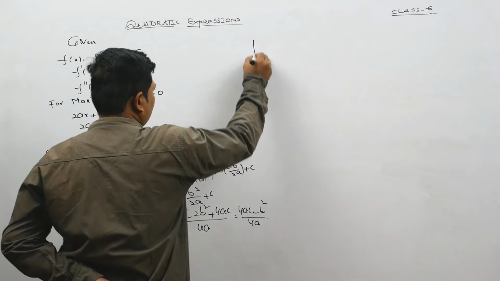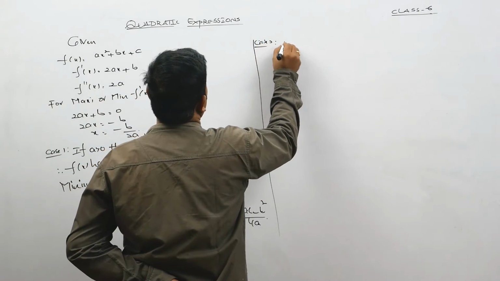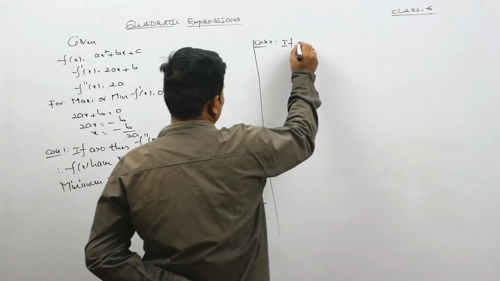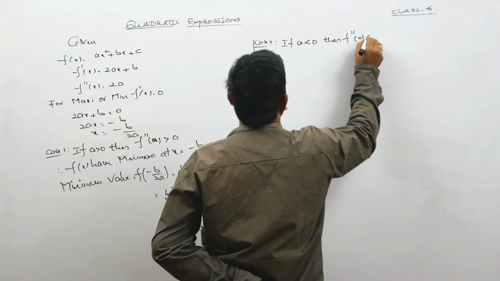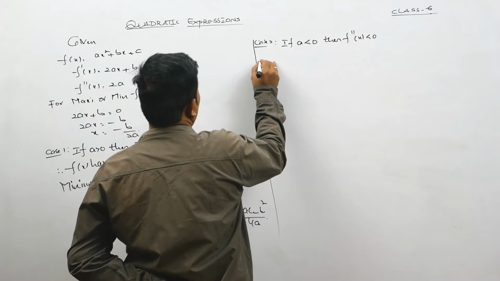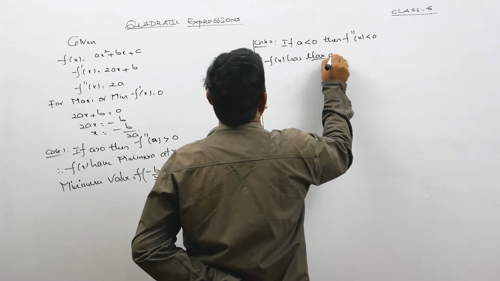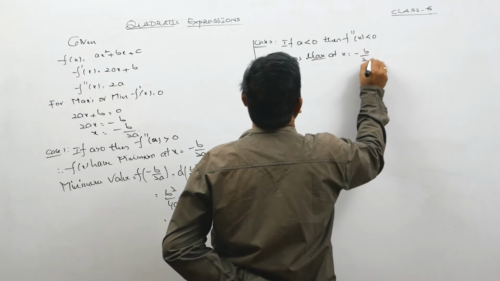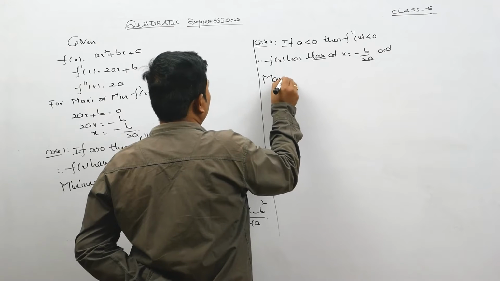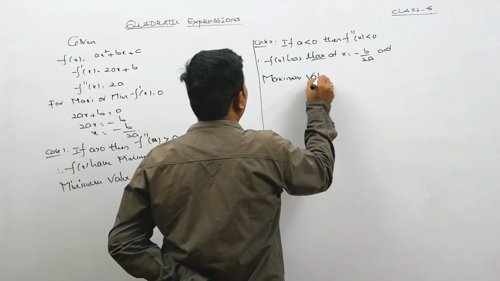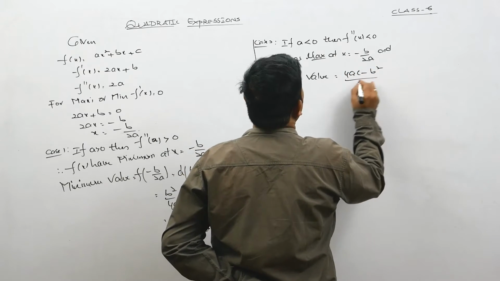Next, case 2. If a is less than 0, then f double dash of x is negative because it is 2a. Therefore, f of x has a maximum at x is equal to minus b by 2a, and the maximum value is equal to the same, 4ac minus b square by 4a.